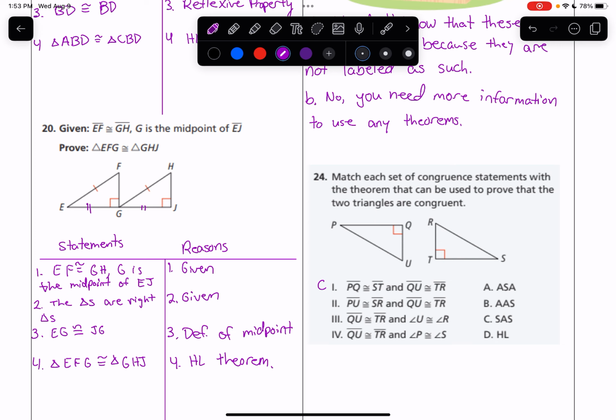The next one is that PU is congruent to SR. And QU is congruent to TR. Since we have right angles, this is hypotenuse leg. That's D.